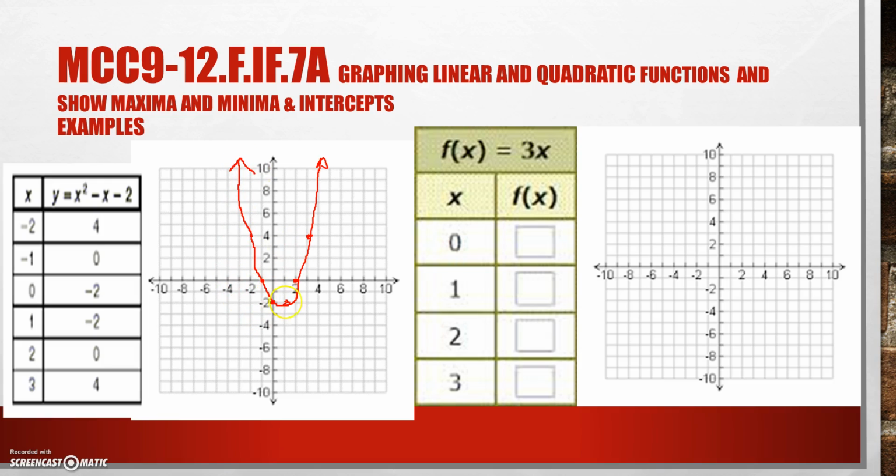So as we see, these are our zeros, -1, 0, and 2, 0. So the y's will equal 0, so these are our x-intercepts. And this point right here is going to be our minimum.